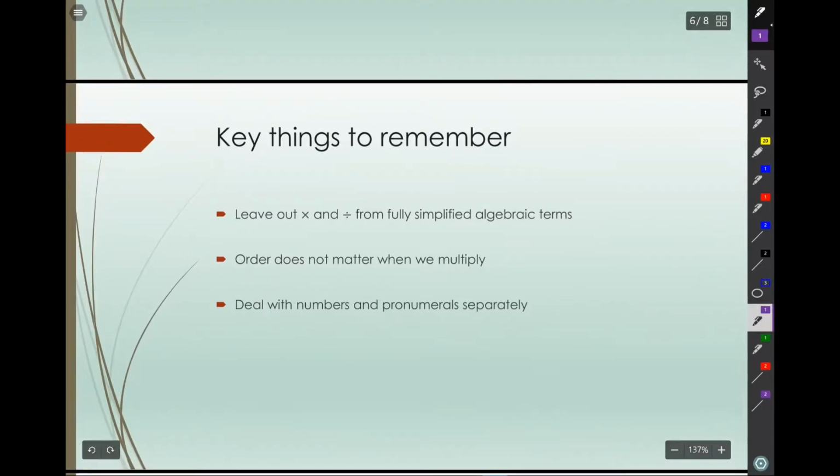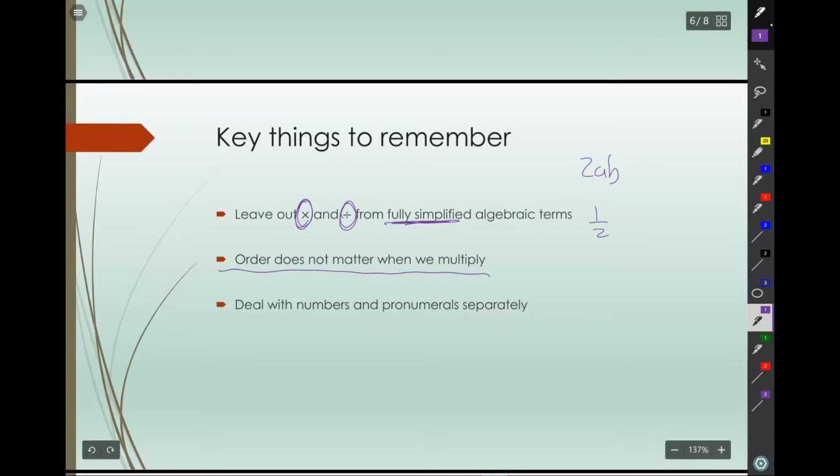So some key points that I want you guys to remember as we move now to our practice in the textbook. When you're writing your fully simplified algebraic terms, when you're writing your answer essentially, we don't want to see any x, any times, and we don't want to see any divide symbols. If you need to write something times by something, we just leave out the times, we write it just next to each other, and you would never use a divide symbol, you would always write a fraction.